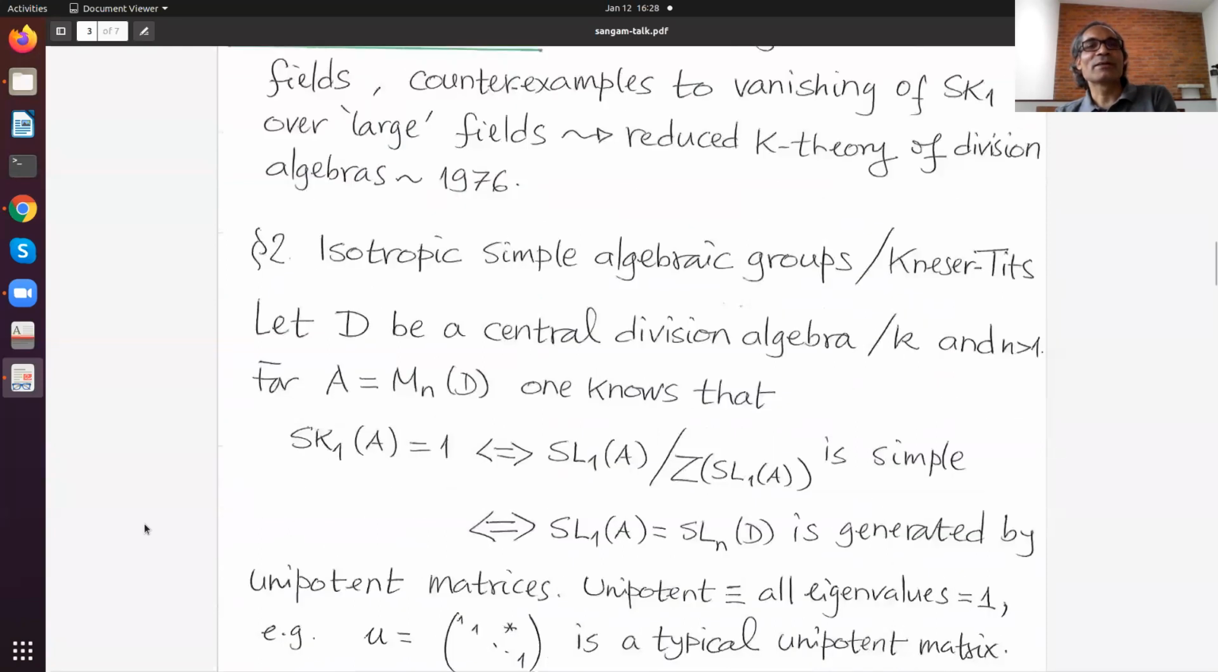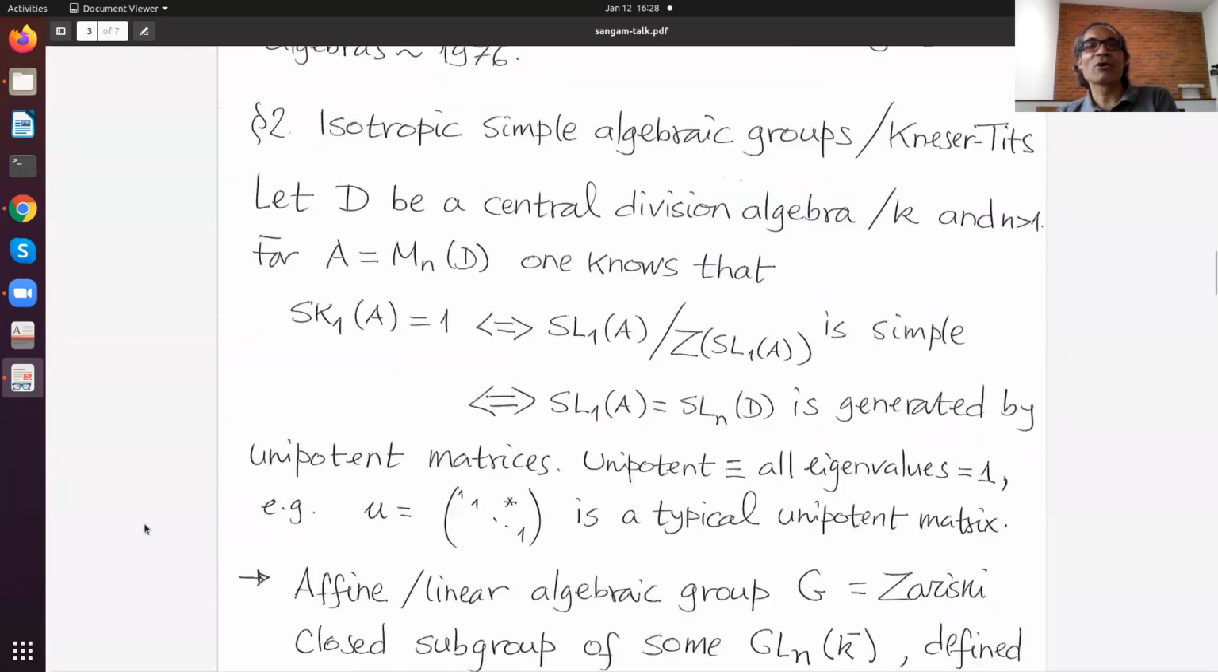So the second part, I wanted to talk about isotropic simple algebraic groups and the Kneser-Tits problem. So I told you already, beware of mistakes, and there are experts in the audience, they will catch me. I will already say that I was in a hurry, so don't mind. So let's take a division algebra D over a field K and look at the algebra of n by n matrices with entries in D. And let's assume n is bigger than 1. That's important, I'll tell you why in a minute.